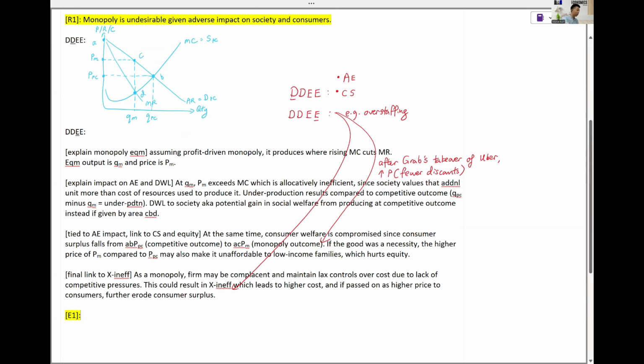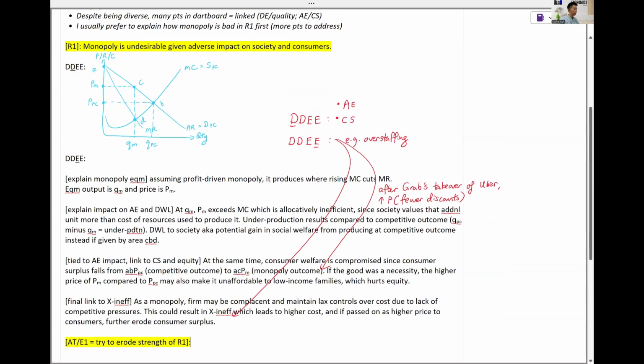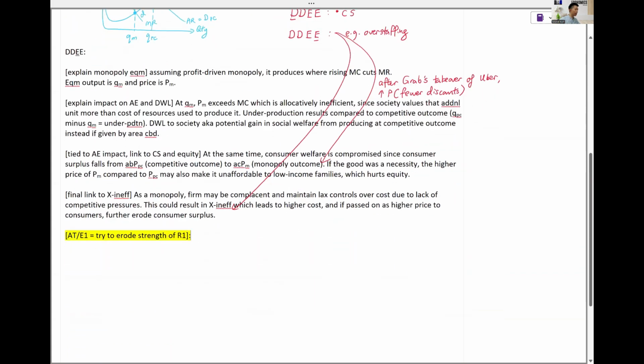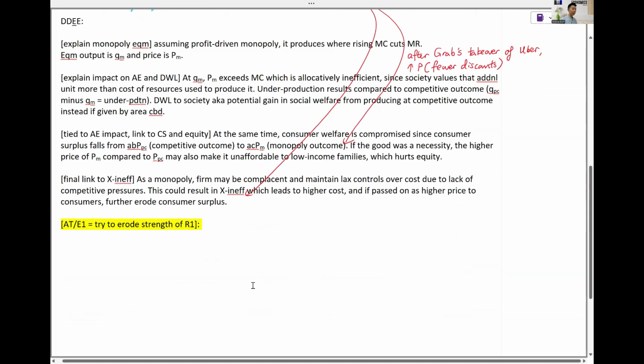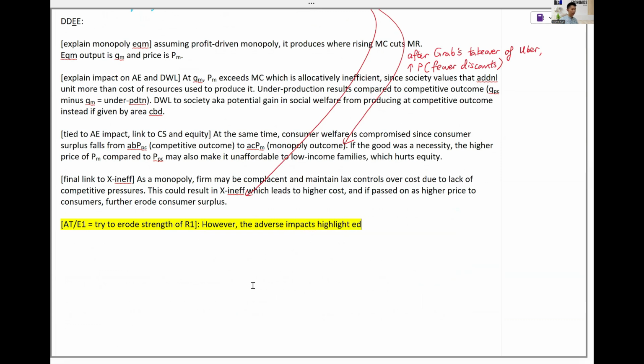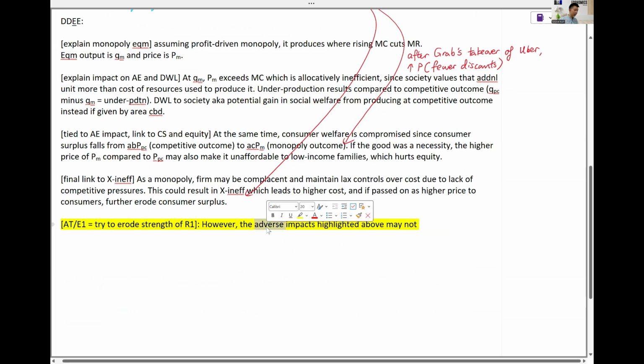E1, what do you do? E1 typically, you try to erode the strength of R1. How do you do that? Okay, monopoly is undesirable given adverse impact. So here you can say, however, the adverse impacts highlighted above may not be as adverse.